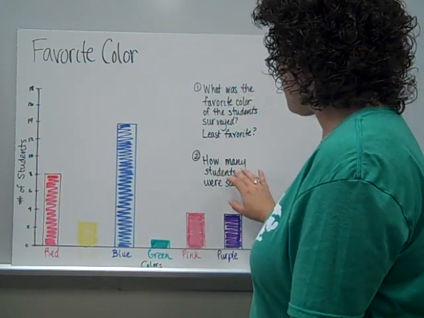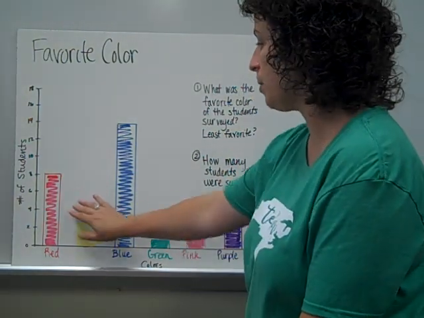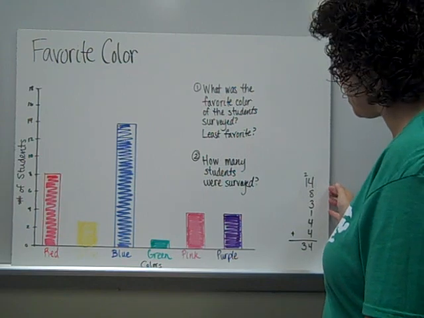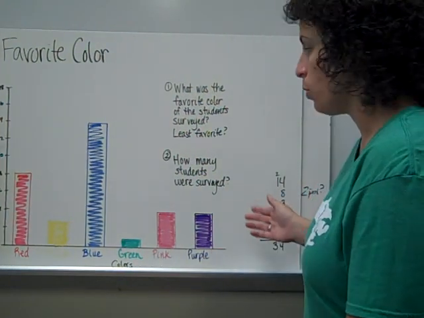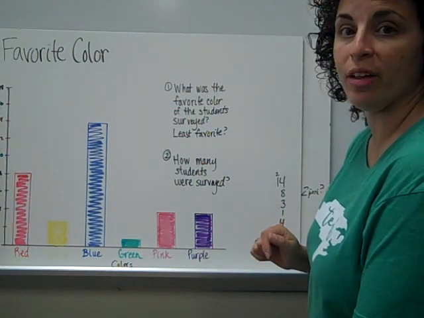And so if I want to know how many students were surveyed in all, I'm going to add each of those numbers together, which I did right here, and you see that that totals 34 students were surveyed for about their favorite color.